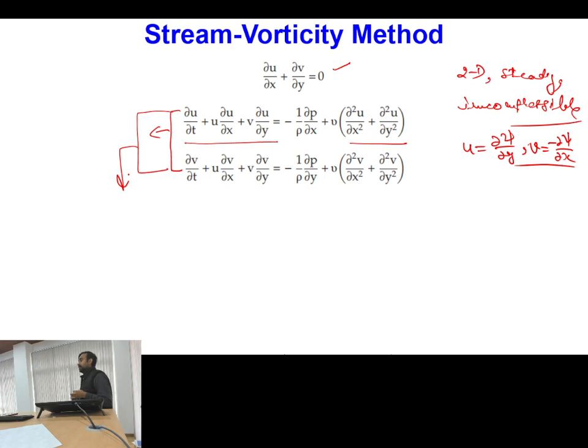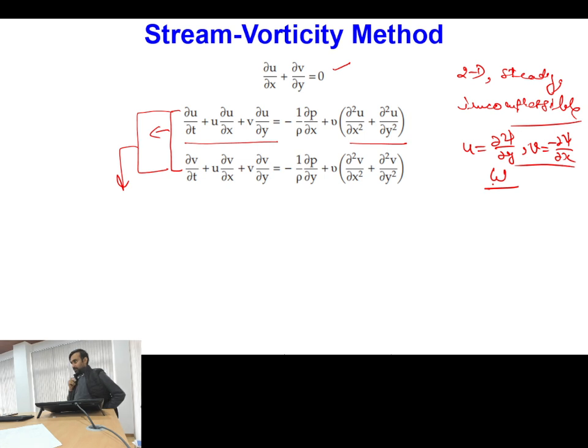Okay, and in the momentum equations our first aim is actually to get rid of the pressure term, because the pressure field will not be known a priori. We will only have the knowledge of the velocity field, from which I can calculate the values of psi and the values of omega, which is the vorticity field. So because I don't know the conditions for the pressure field, I want to get rid of the pressure term initially.